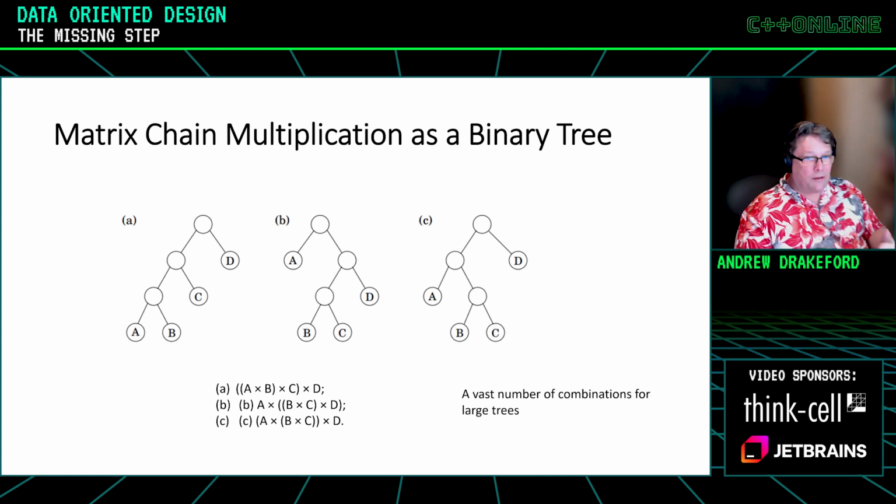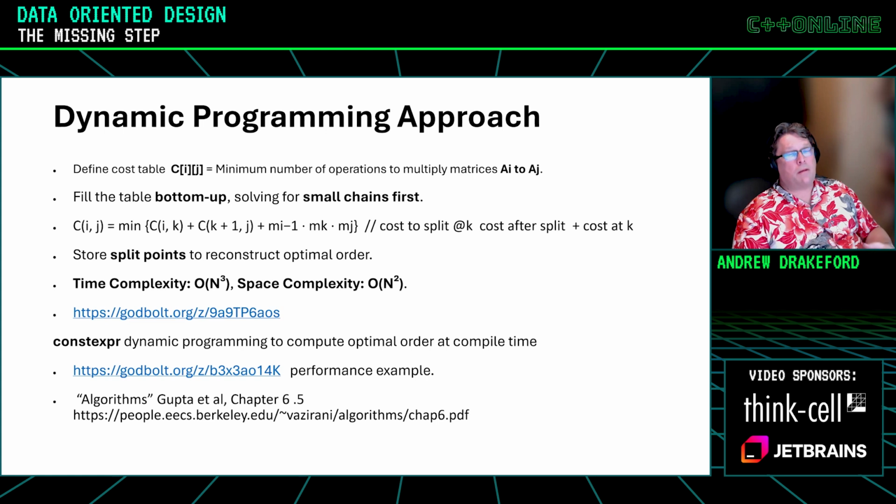This matrix multiplication could be seen as a tree, a binary tree. But there is a vast combination of binary trees, a sort of exponential number. So how can we solve this problem? Well, it turns out that it's a dynamic programming type of problem.